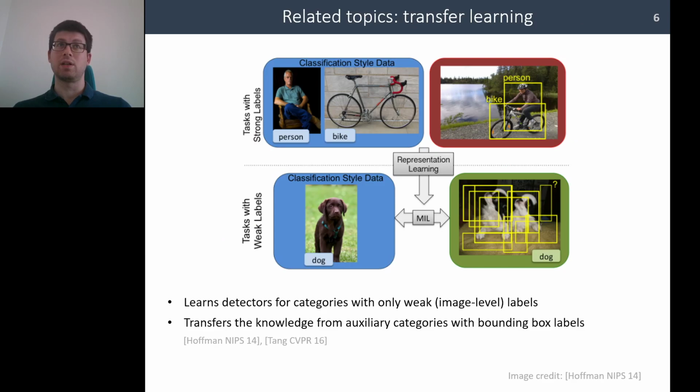Another interesting and related topic is transfer learning. You may have some regularly labeled images, such as person and bike in this example, with bounding boxes, but you may also have some categories only with weak labels, with image level labels, such as the document examples. There is a line of work that learns object detectors from standard supervision, and then learns to transfer this representation to the categories with weak supervision.